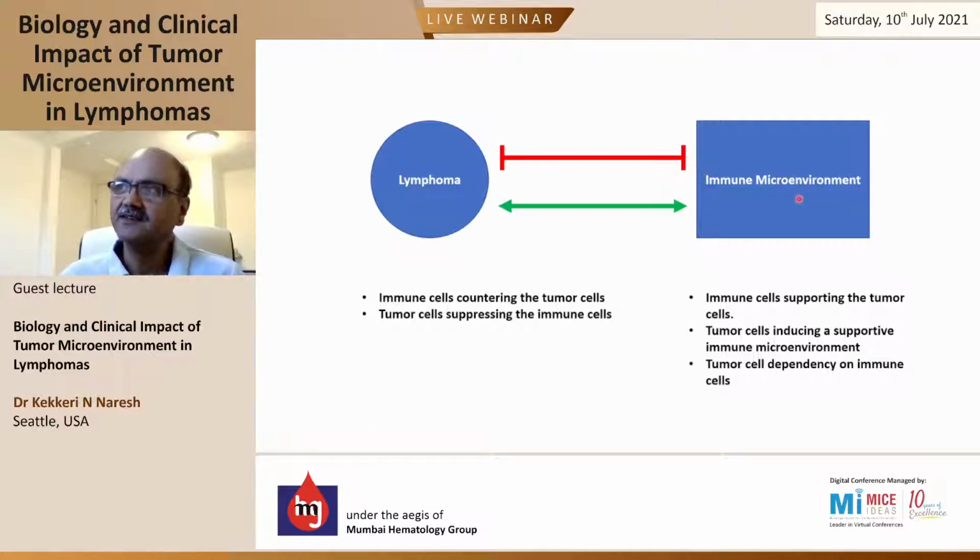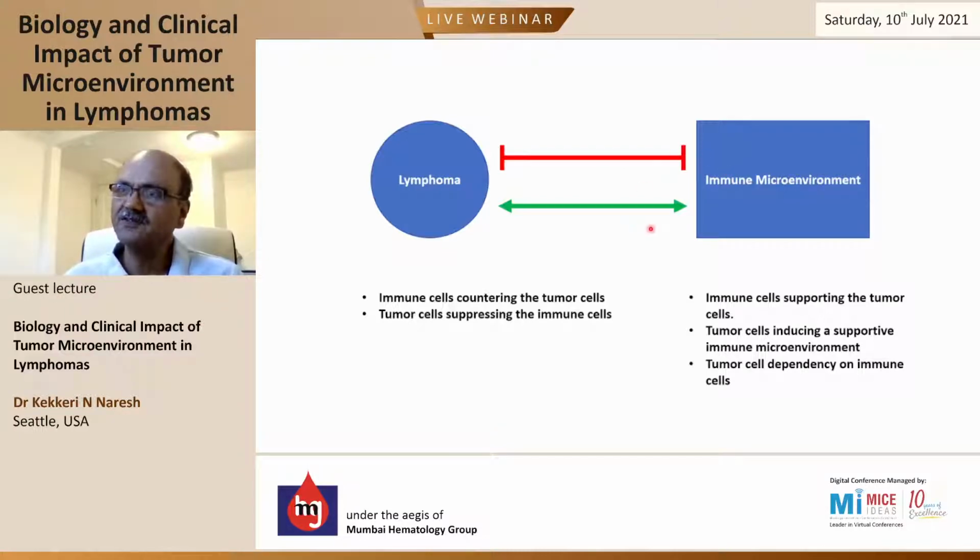That is, there is a tumor, there is an immune microenvironment, and the job of the immune microenvironment is to control and subdue and kill the tumor. And the tumor itself will try and see how it can subdue the immune microenvironment, and this balance shows the heterogeneity of how patients and tumors evolve and present.